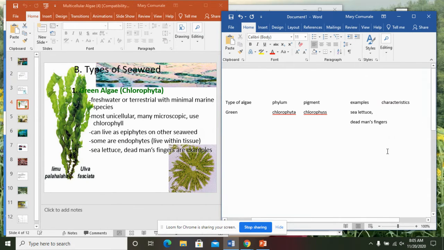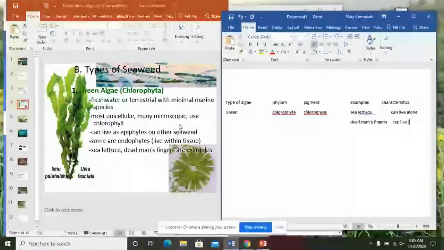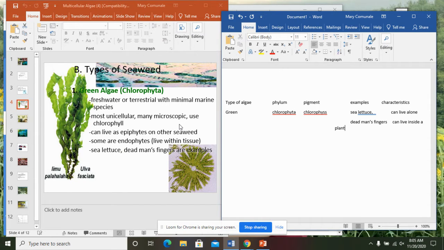And some characteristics about it. So they can live on or in a plant, which is what we learned about right here. Live alone. Can live inside a plant. Let me just pull that over a little bit.